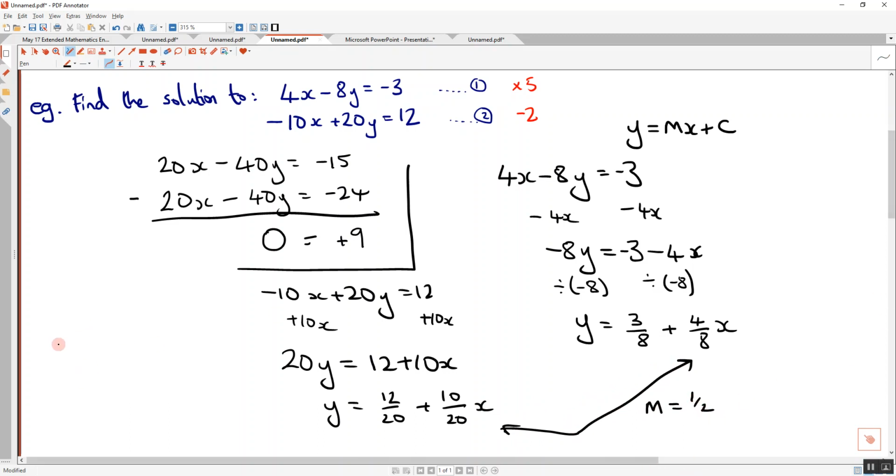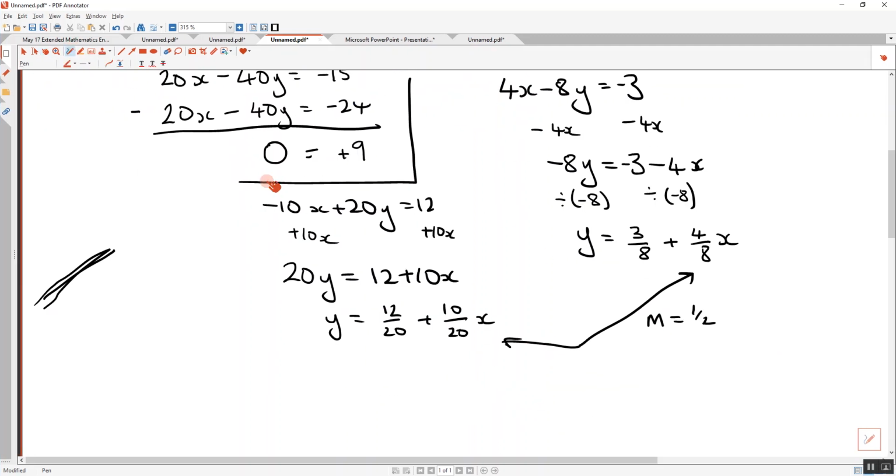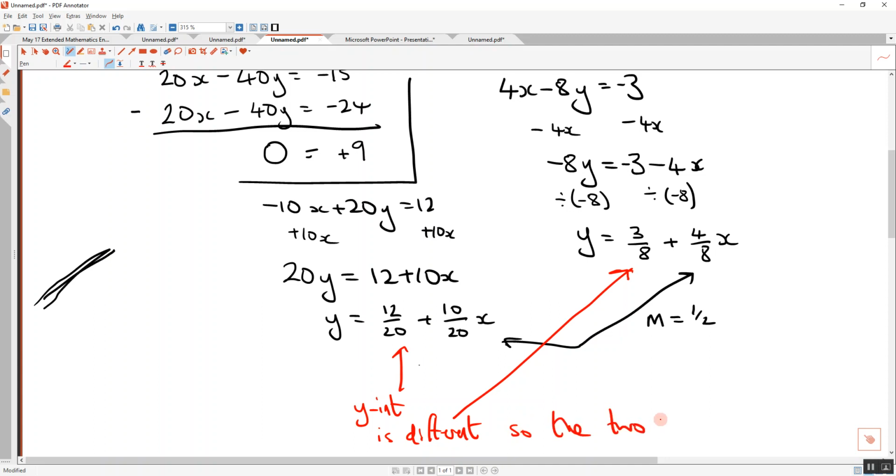Now, how do we know, because we talked yesterday about the two lines being exactly the same thing, how do we know that these are not two lines that are exactly the same? Right, they have a different y-intercept. Okay, so I'm just going to also write here. These are our y-intercepts, correct? So y-intercept is different. So the two lines are parallel.